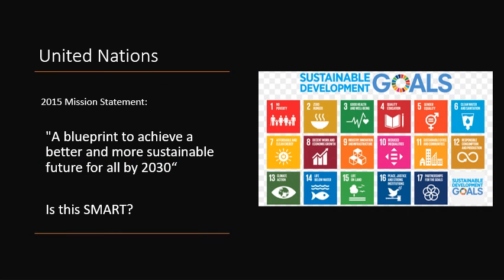The United Nations, therefore, created a mission statement in 2015, a blueprint to achieve a better and more sustainable future for all by 2030. They set 17 standards. They get a time frame of 15 years to achieve it. So they have a shortfall and they have a goal. The question is, is it smart? In other words, is it achievable?